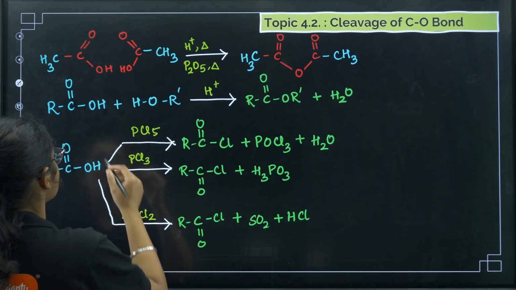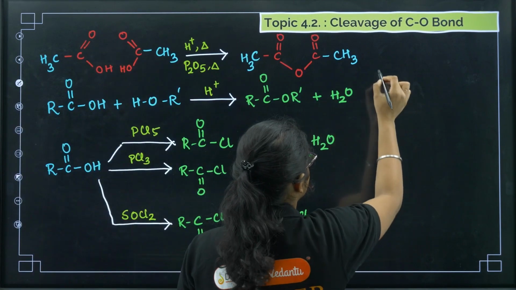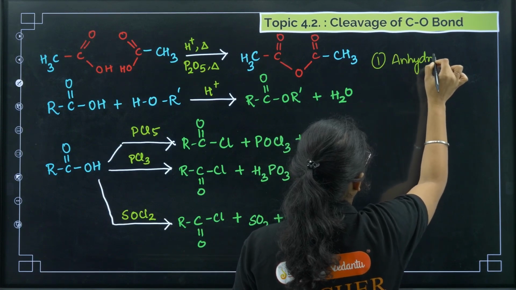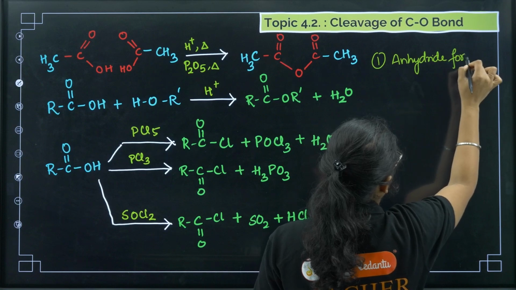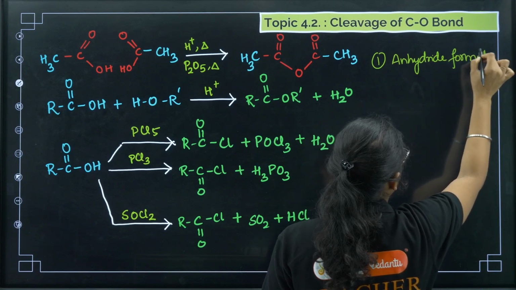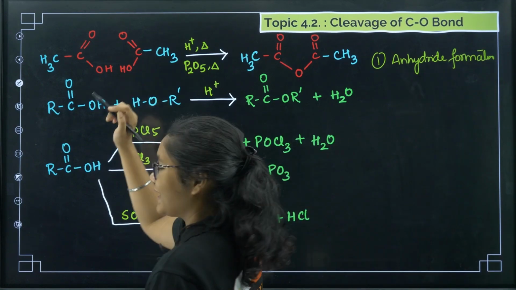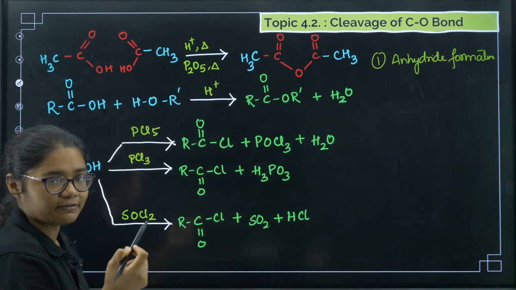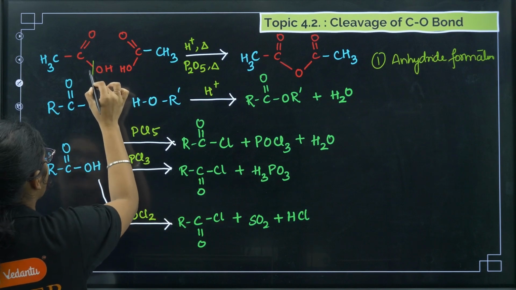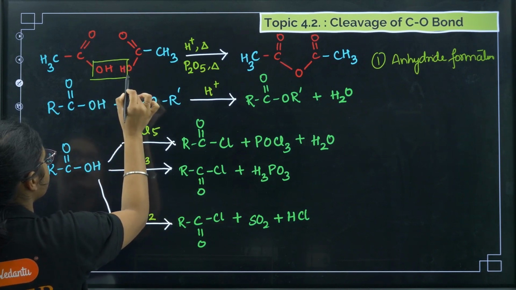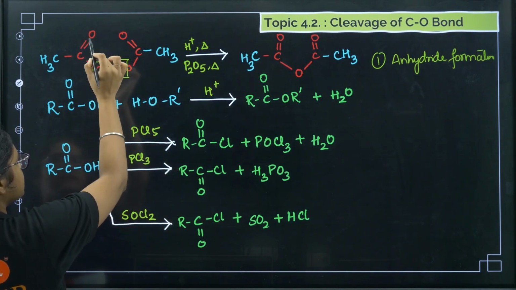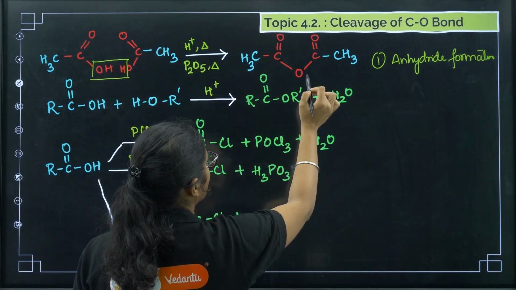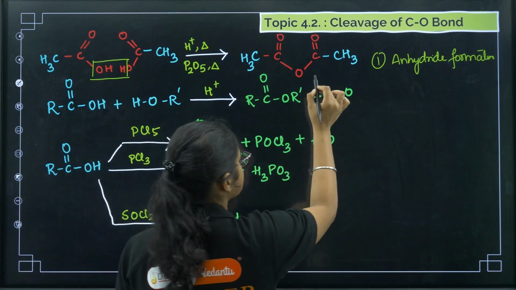Okay, so the first one here is anhydride formation. So this is 2 acids. You take any dehydrating agent like H plus heat or P2O5 heat, then what will happen? There will be dehydration. So this water group will be removed. So we have CH3 C double bond O, then oxygen, then CO CH3, that is CH3CO-O-COCH3. This is your anhydride.